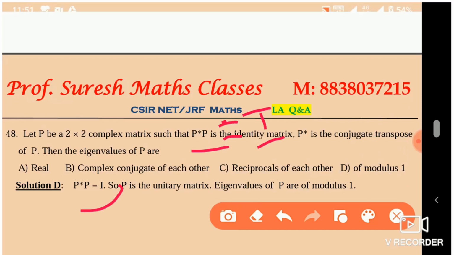This is the definition of a unitary matrix. We have already seen that eigenvalues of a unitary matrix have modulus 1. So if you find the eigenvalue of a unitary matrix, its modulus value will be 1. It may be complex or a real number, but the modulus value must be 1. So the answer is option D.